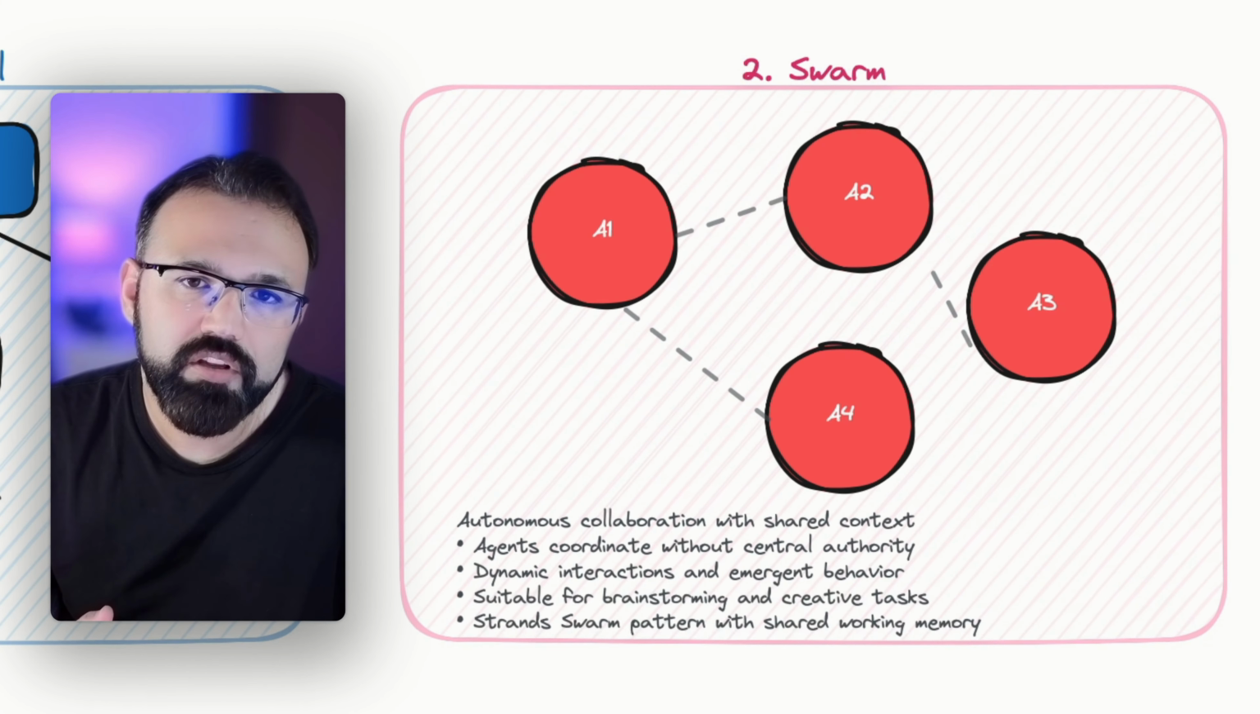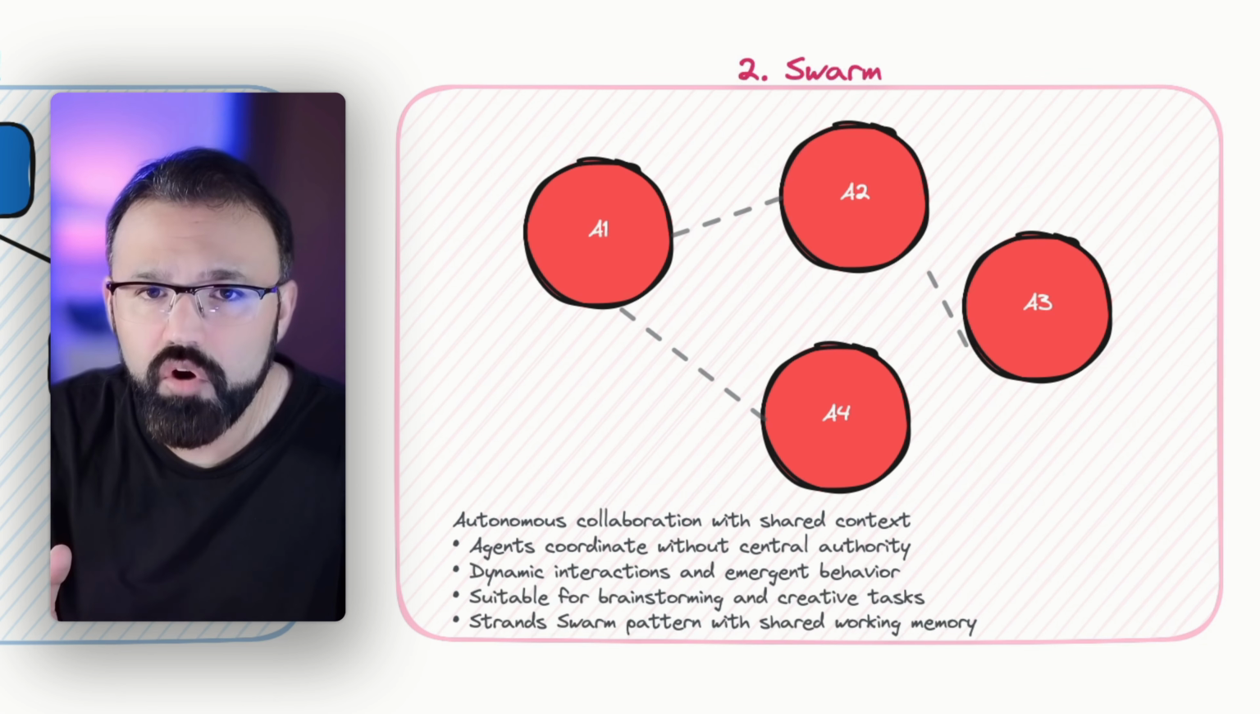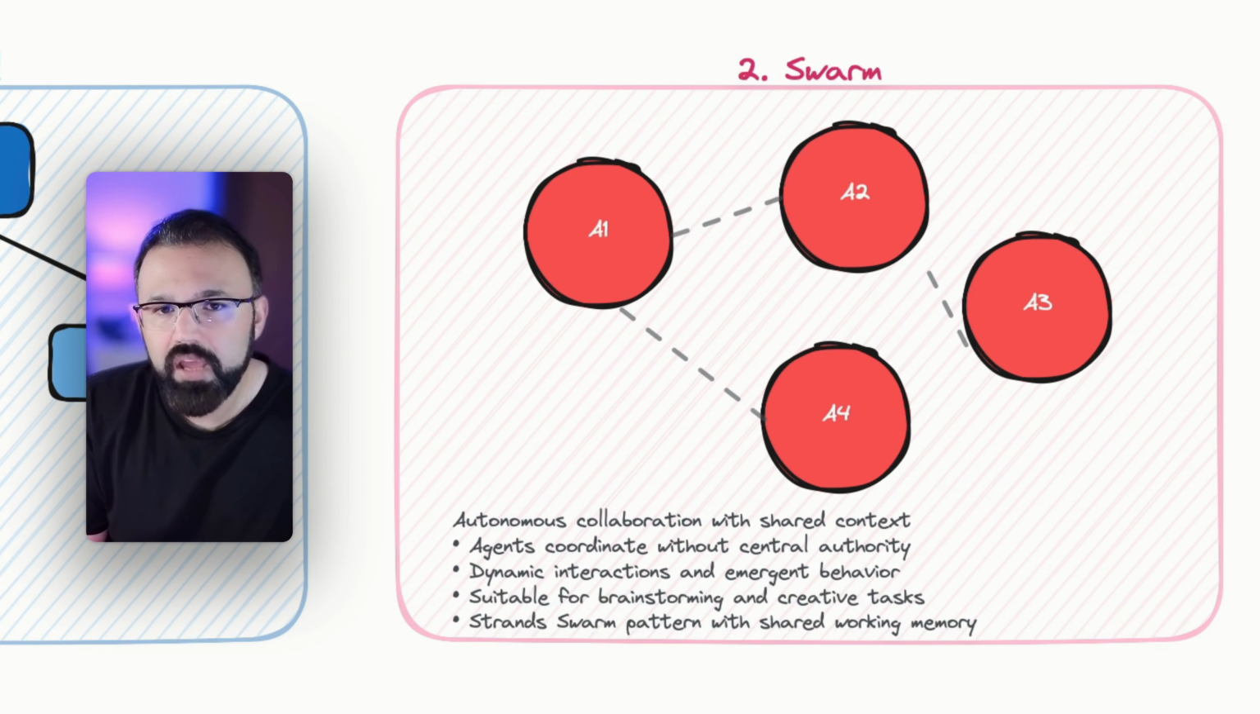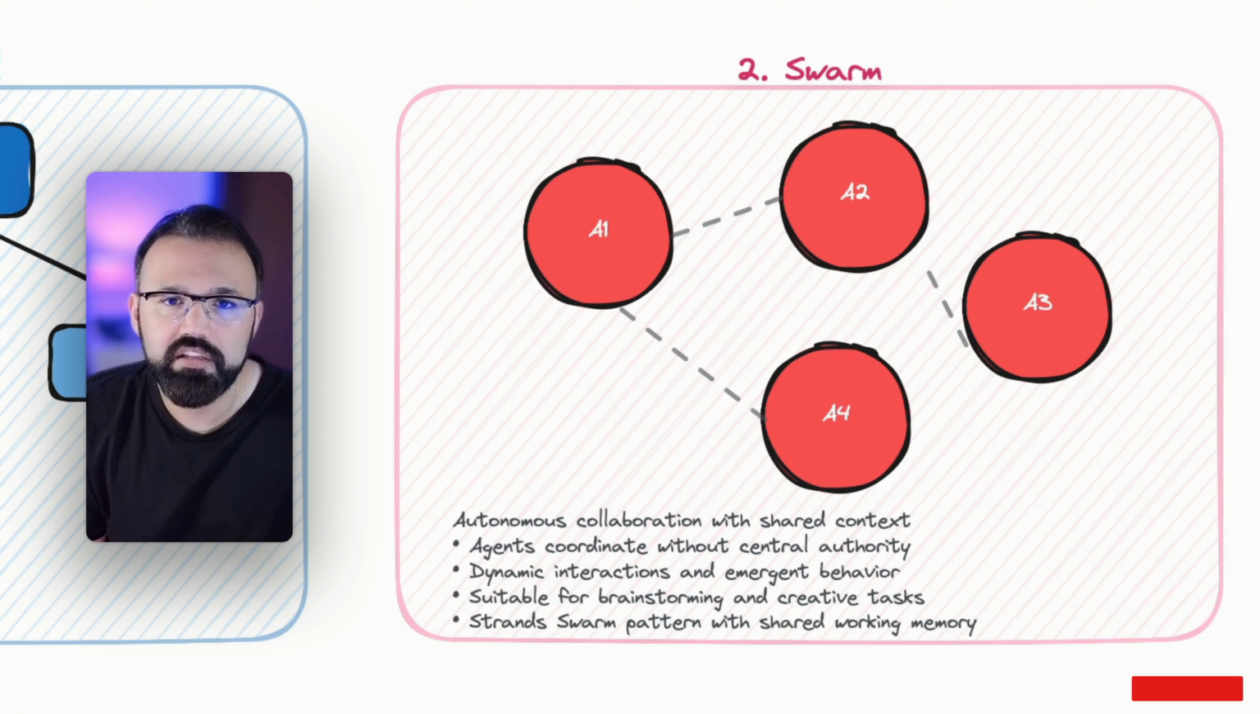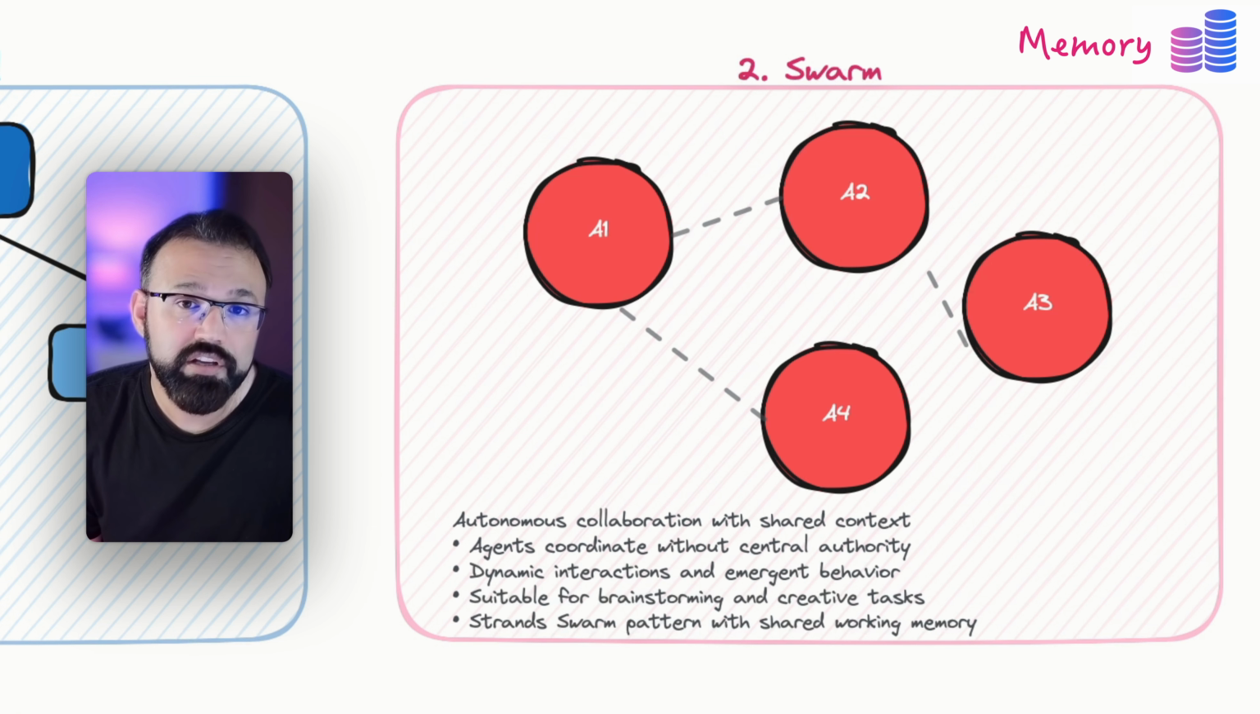The second pattern that I've seen is called Swarm. In Swarm, we don't have a central authority or central agent that orchestrates the tasks across these multiple agents. We call this a swarm because there are multiple agents available, and there's a shared memory that all of these agents are sharing.